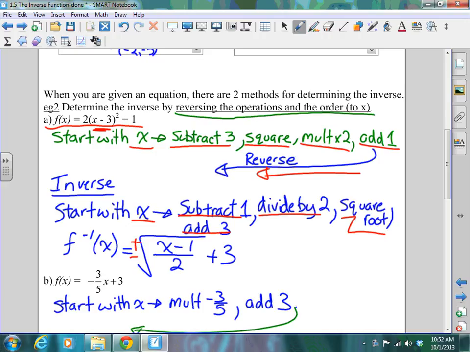And then you get what's called the inverse. So the inverse is x equals plus or minus the square root of (x minus 1) divided by 2, plus 3.